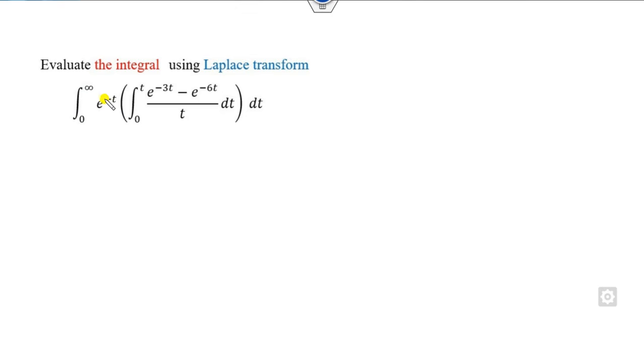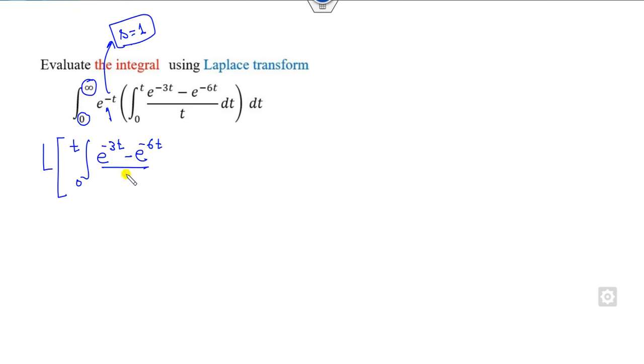Now you can see about this. Again the 0 to infinity limits and the exponential appear. So with this exponential, I can substitute s as 1. So I have to firstly find the Laplace of the remaining quantity. How can you do that? The Laplace of the integration is 1 over s times the Laplace of the remaining value, e raised to power minus 3t minus e raised to power minus 6t over t.